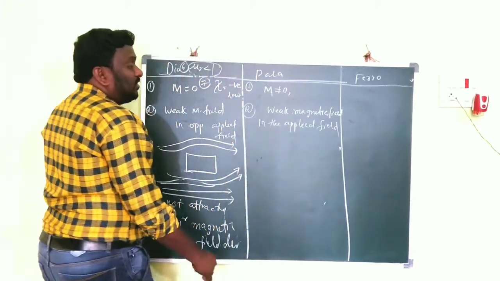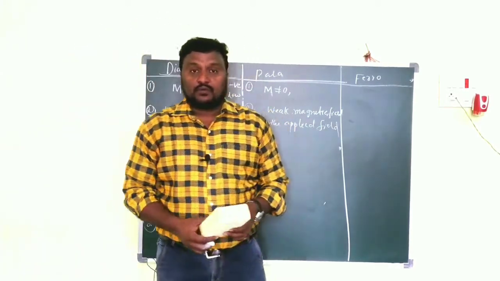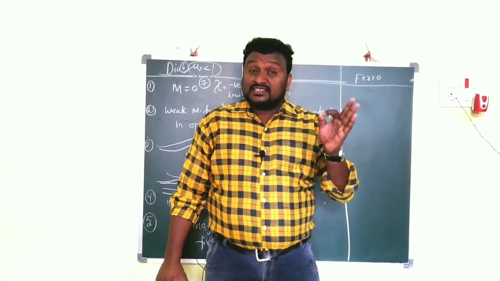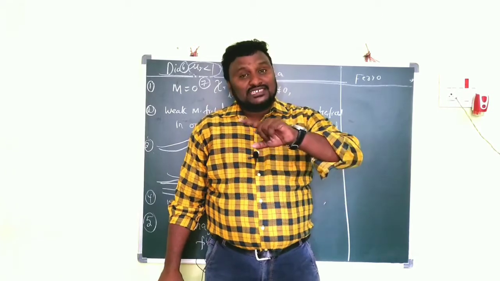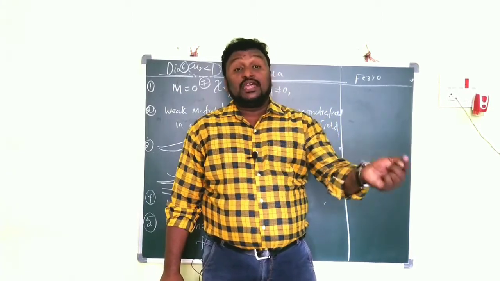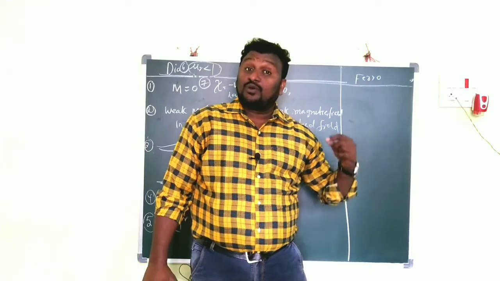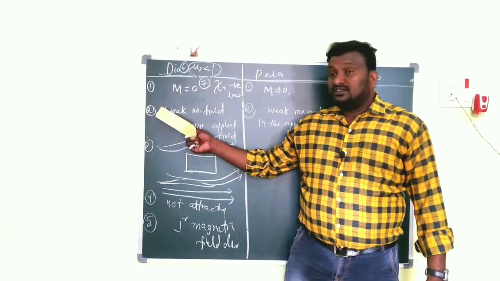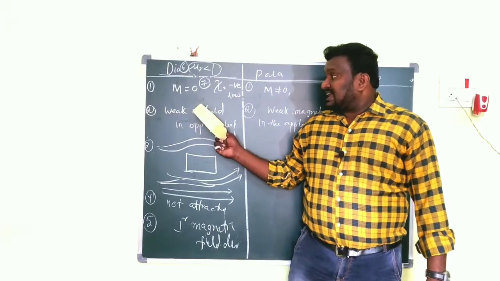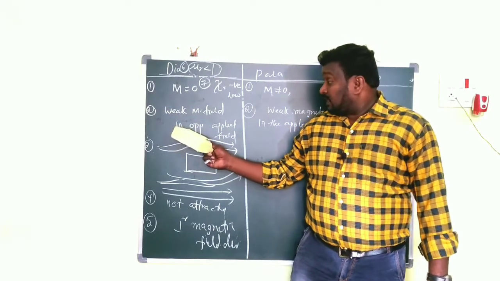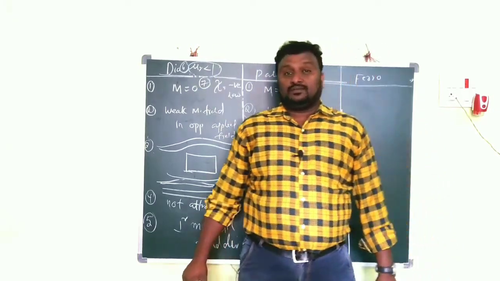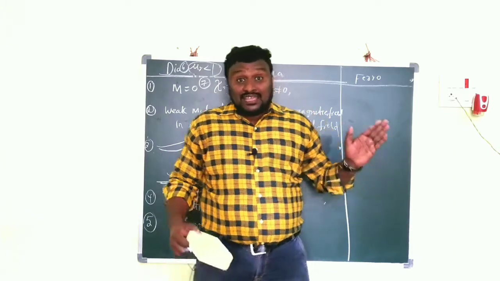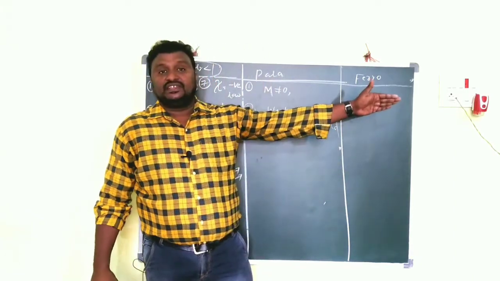In the direction of applied field. Clear? Got my point? When a paramagnetic substance is placed in a magnetic field, it produces a magnetic field in the direction of applied field. Here, look here. In this case, a weak magnetic field is created by the diamagnetic substance in the opposite direction of the applied field. Clear? But here it is different, in the same direction.